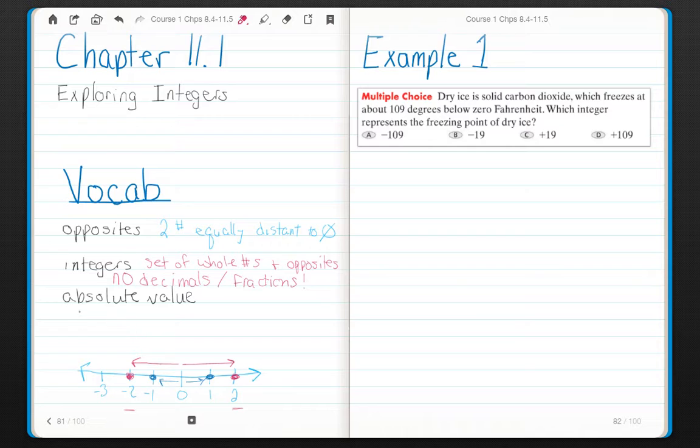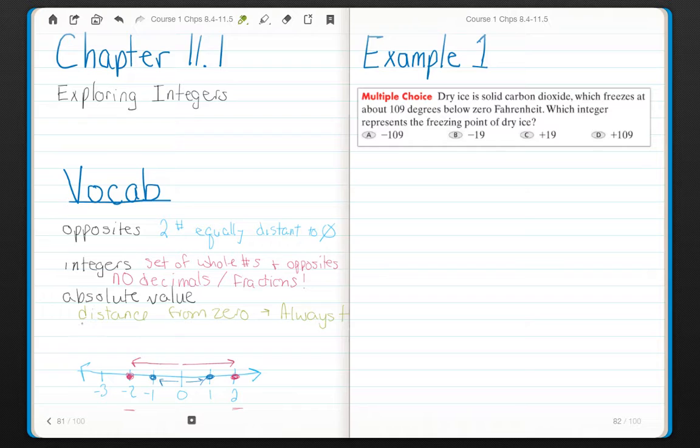And finally we have absolute value. Absolute value is related to opposites. Absolute value is the distance from 0. Absolute value is never negative. It is always positive. I can't have a negative distance. I can't go -5 feet. I can walk backwards 5 feet, I can walk forwards 5 feet, but the amount of space I'm covering, the distance I'm covering, is always positive.